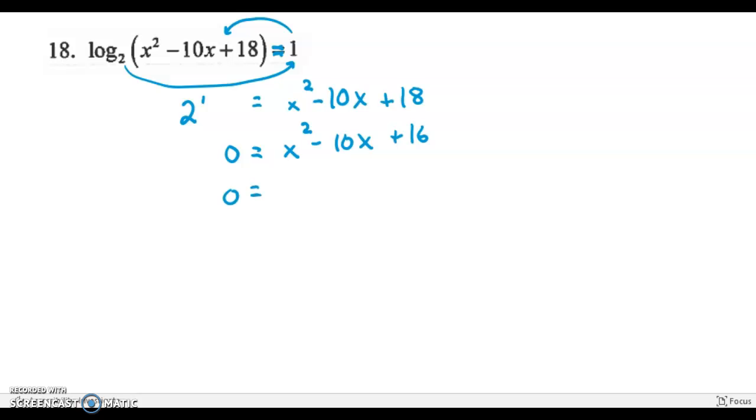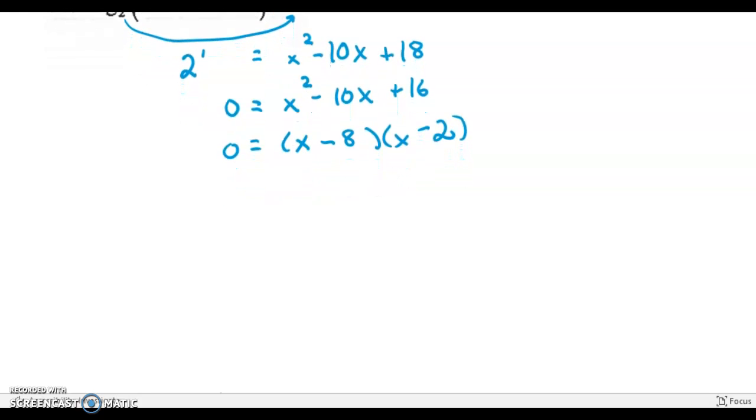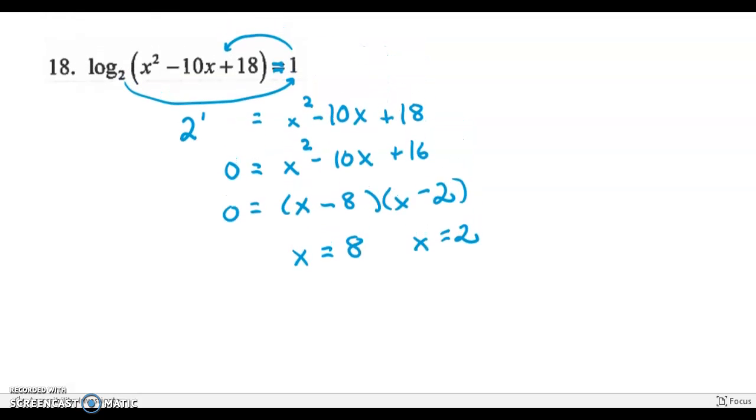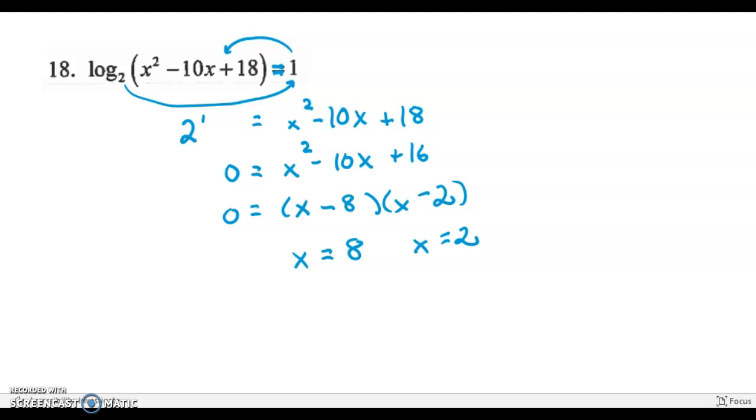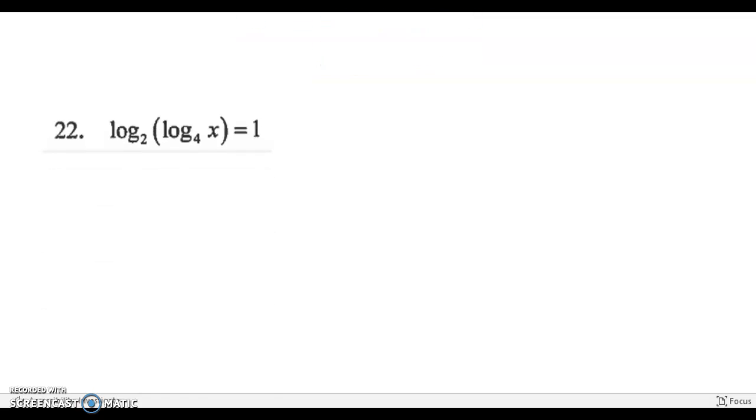And I will factor, so x and x. Two numbers that multiply together give me a positive 16, so the signs have to be the same. I'm thinking negative 8 and a negative 2 multiply together give me positive 16, and outside inside would give me negative 10x. So set my factors equal to 0, I get x equals 8 and x equals 2. If I plug it back in, it does work. They're both fine. Both numbers will work.